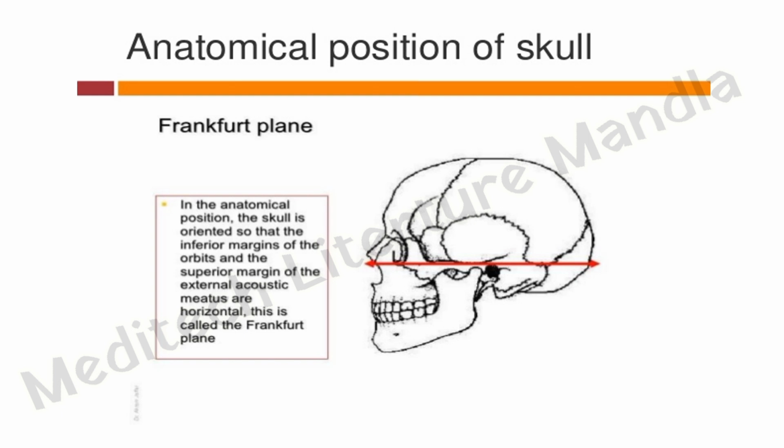So, the horizontal plane which passes through the infraorbital margin and the superior border of the external acoustic meatus is known as Frankfurt's plane. So when we talk about the anatomical position of the skull, the orbits should be facing forward and the skull should be placed in a way that the infraorbital margin of the orbit and the superior border of the external acoustic meatus lie in the same horizontal plane, that is Frankfurt's plane. This is the anatomical position of the skull.